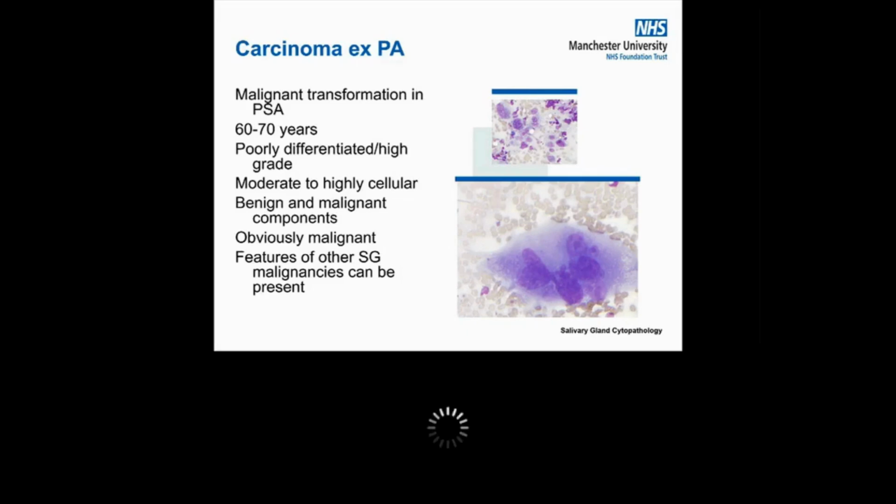The only clues to the diagnosis can be either a clinical description of a pre-existing pleomorphic adenoma with sudden rapid increase in size, or occasionally we may see a mixture of the benign pleomorphic adenoma and high-grade malignant component within the same sample. Features of other salivary gland malignancies can also be present, which can confuse the diagnosis.